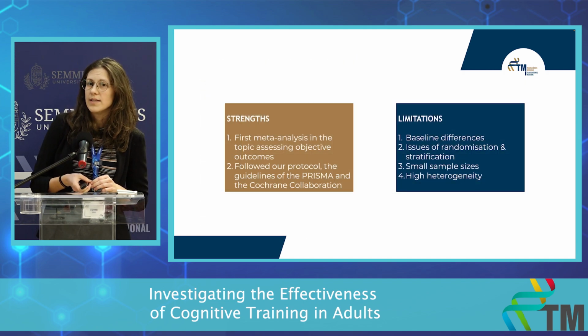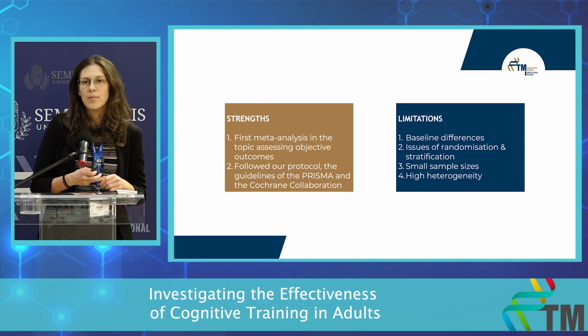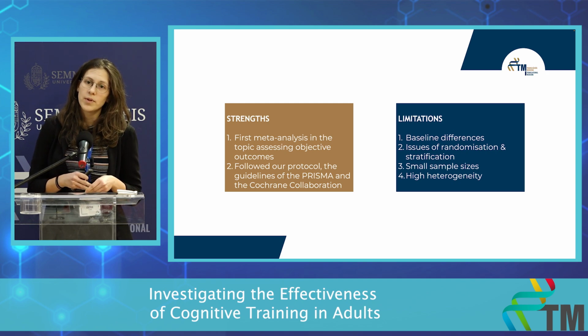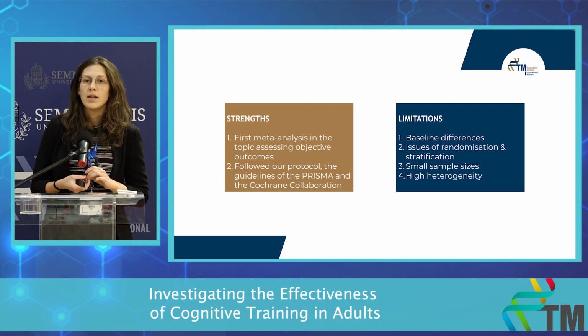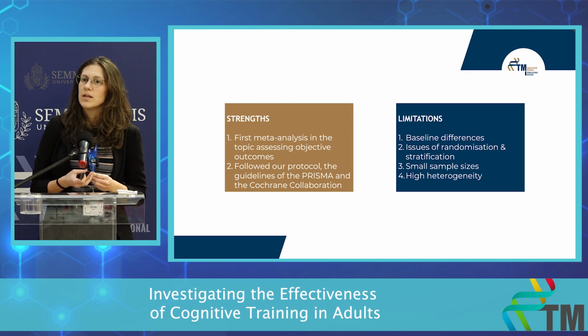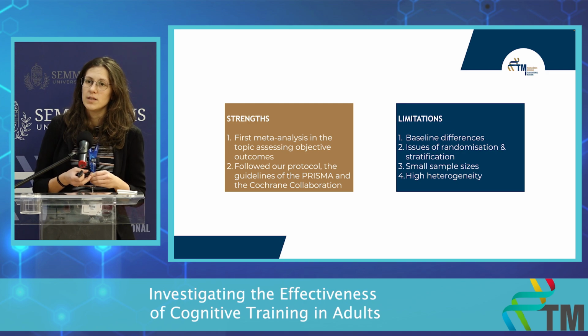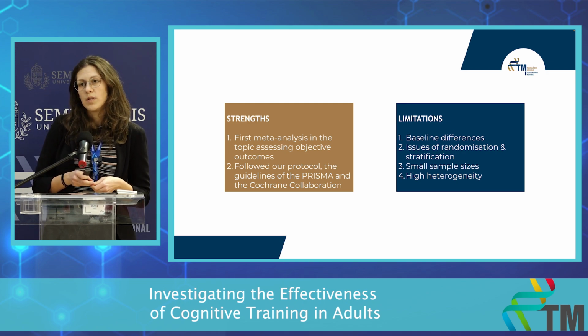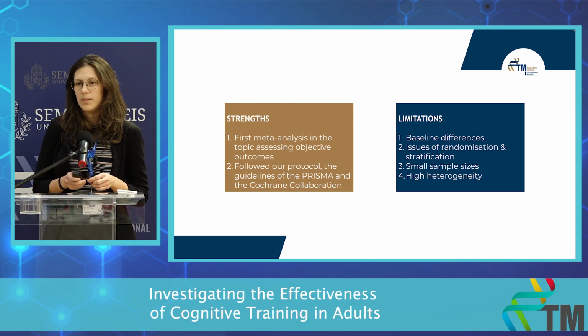Our paper has strengths and limitations. About the strengths, it is the first meta-analysis in this topic assessing objective outcomes, and we followed our protocol, the guidelines of the PRISMA, and the Cochrane Collaboration. And our limitations include baseline differences, issues of randomization and stratification, very small sample sizes, and really high heterogeneity between the papers.